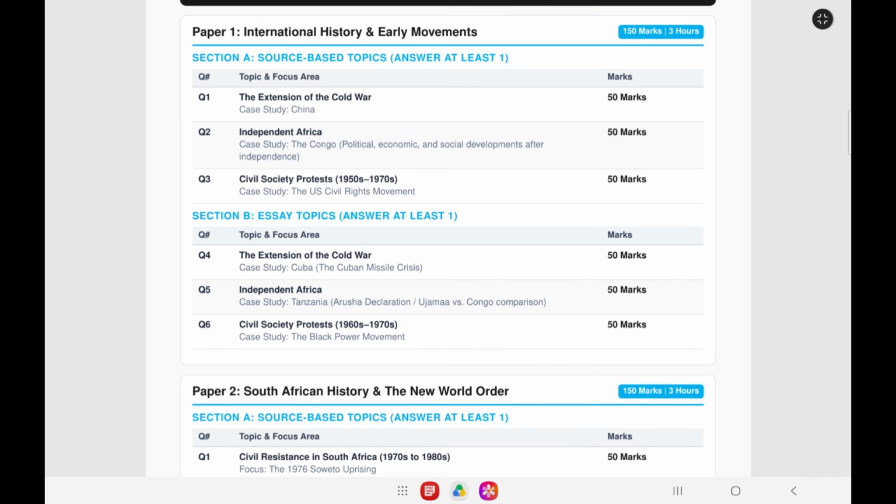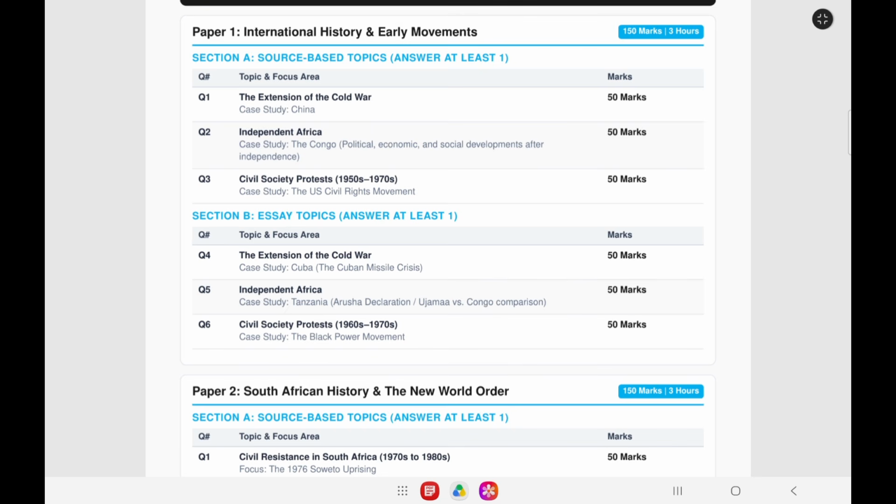And lastly, the third question, we have the civil society protests, which took place from the 1950s to 1970s. It's a case study on the US civil rights movement. It's worth 50 marks. So you have to choose at least one, okay? Then let's go to section B. You have essay topics, answer at least one.